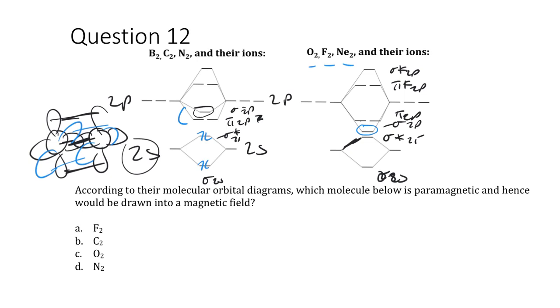But anyway, according to their molecular orbital diagrams, which molecule below is paramagnetic and hence would be drawn into a magnetic field? Well, the answer is actually O2, and we saw this in class, like in a picture. Sometimes I would do the demo of it, but it's a pretty boring demo. But oxygen's pulled into a magnetic field, and that's actually what leads us into this whole topic of needing to understand why a Lewis structure we sketch like this somehow has lone pairs of electrons.